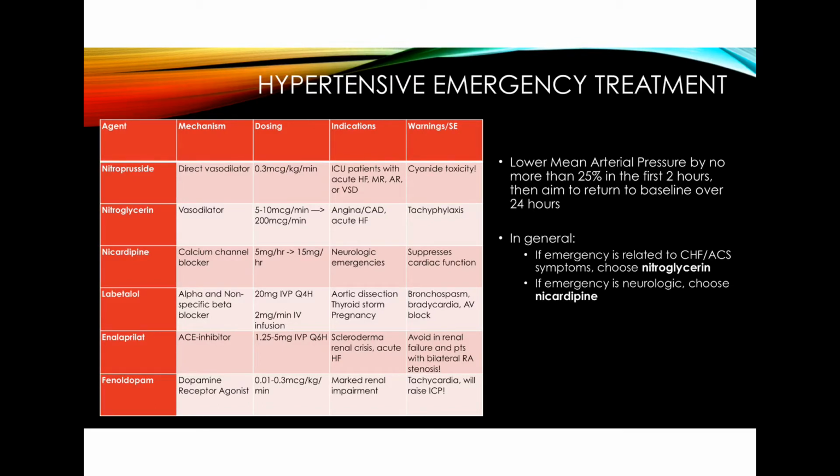As we see here, cardiac emergencies are best handled with nitroglycerin, and neurologic emergencies are often best handled with nicardipine. And if the hypertensive emergency is thought to be related to elevated sympathetic tone, choose a beta blocker such as labetalol.